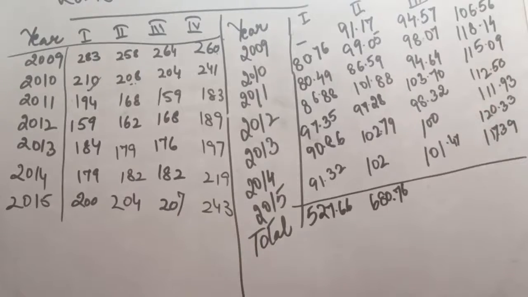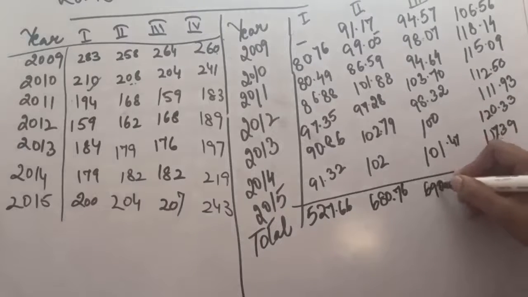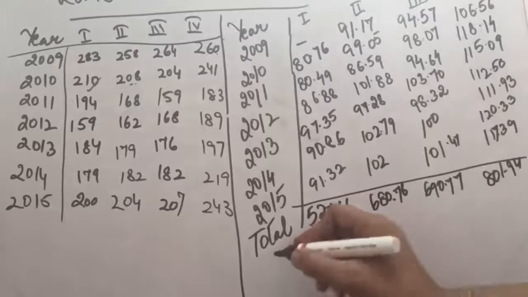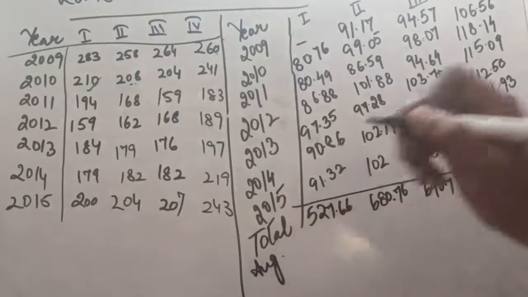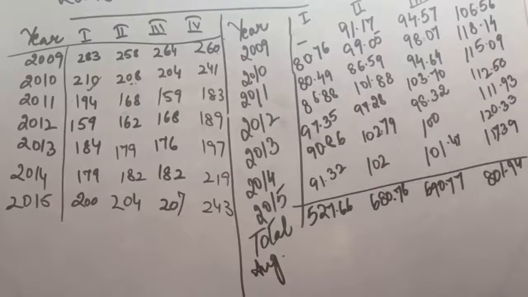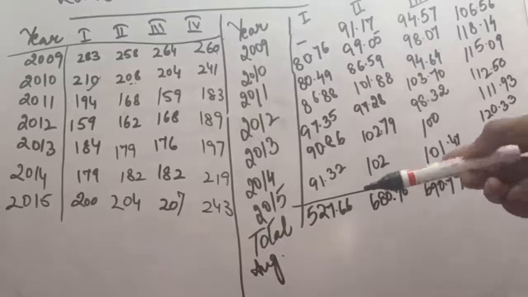Then adding the third quarter, 690.77, and adding the fourth quarter, 801.94. Now we will calculate the average of this. When we calculate the average, it will be divided by the number of years.